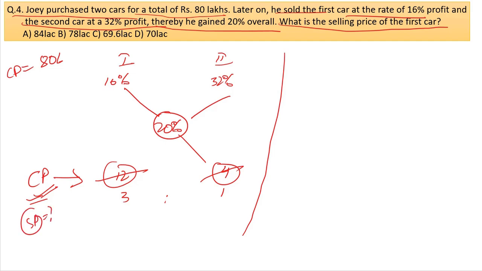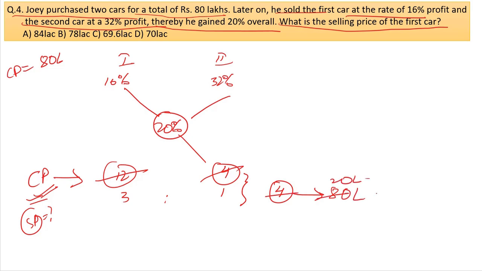We do not know the selling price, so we have here 4 units. Total cost price, 4 units, is 80 lakhs. So 4 units is 80, that is 20 lakhs for 1 unit. That means the first car has a cost price of 3 times 20, 60 lakhs. We have 60 lakhs here.